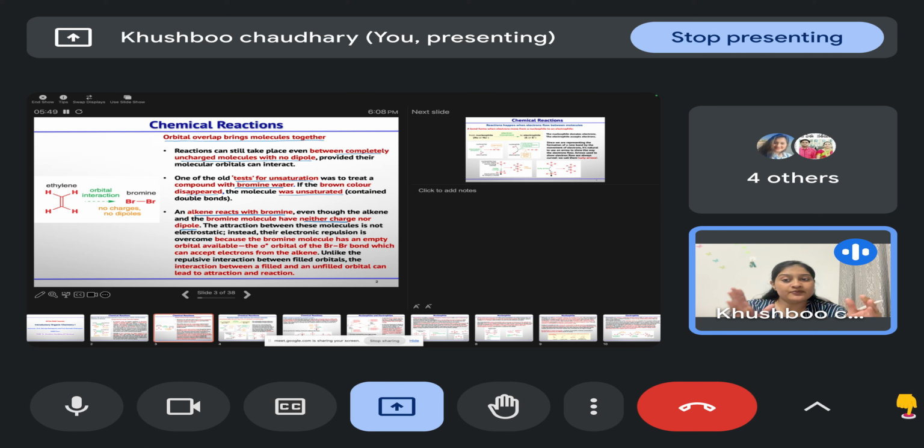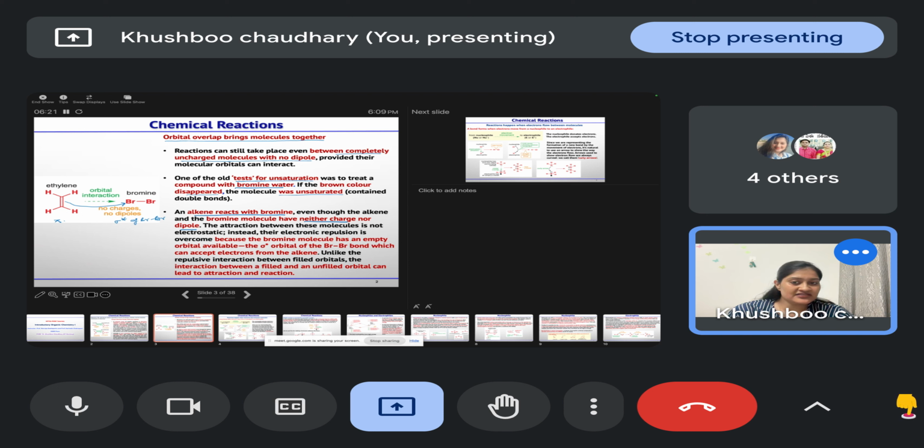When an alkene approaches a bromine molecule, because of the attraction of the pi electrons towards one of the bromine atoms, a dipole is created in this molecule. Or we can say the pi orbital of the alkene interacts with the sigma star orbital of bromine, and because of this overlap of the orbitals, this kind of attraction or reaction takes place.